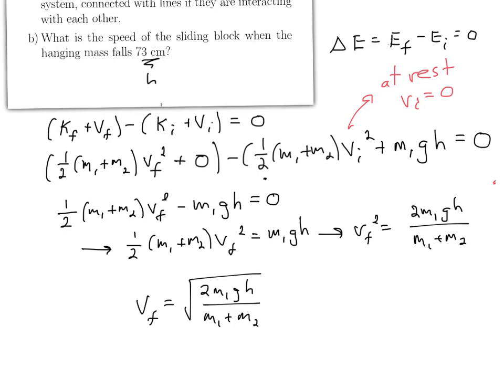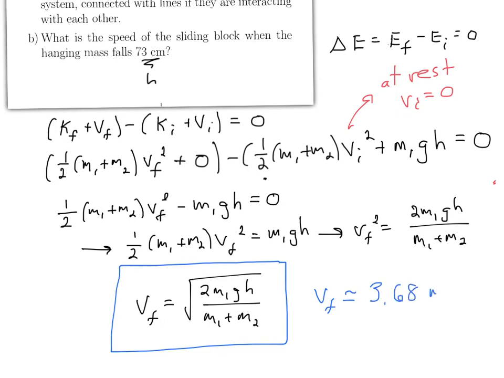Alright, so here's my final answer. I can put in the numbers if you like, and if I put in the numbers I end up with something like 3.68 meters per second as the velocity of the system after it falls 73 centimeters.